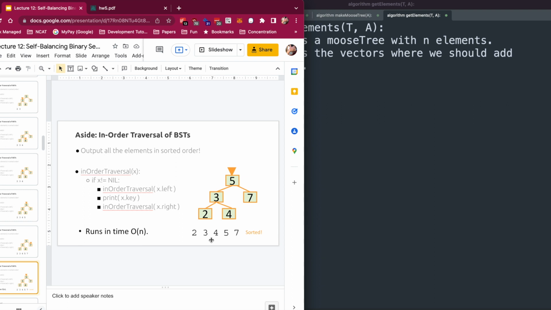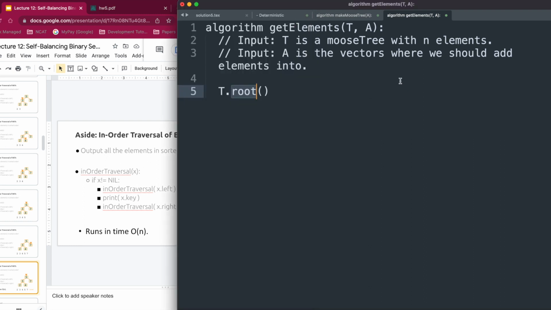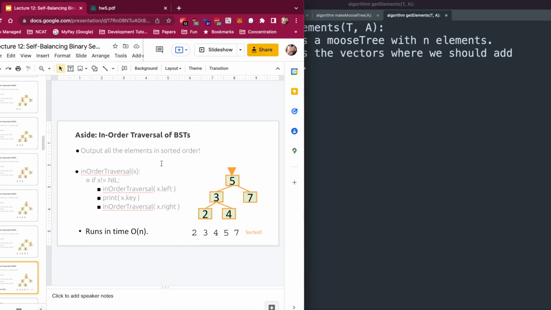And again, moose trees are binary search trees, okay? So that means that the left side is smaller. All of the elements on the left side are smaller than the root, and all the elements on the right are bigger than the root.